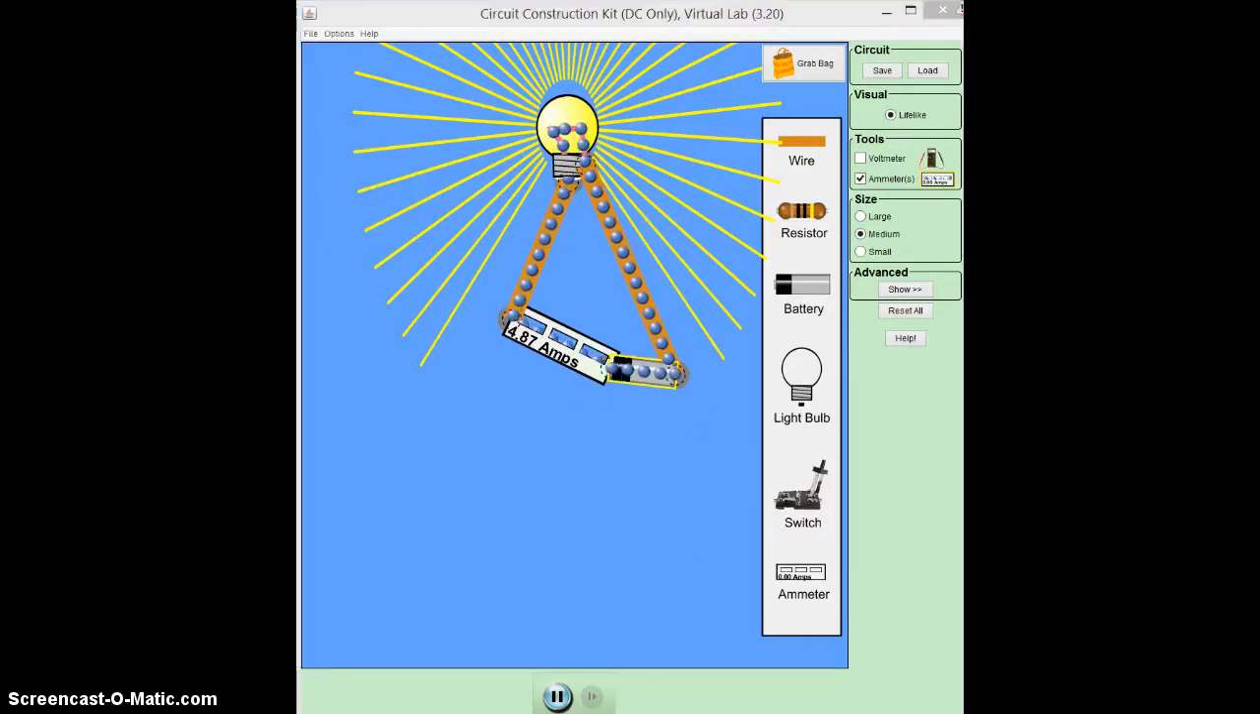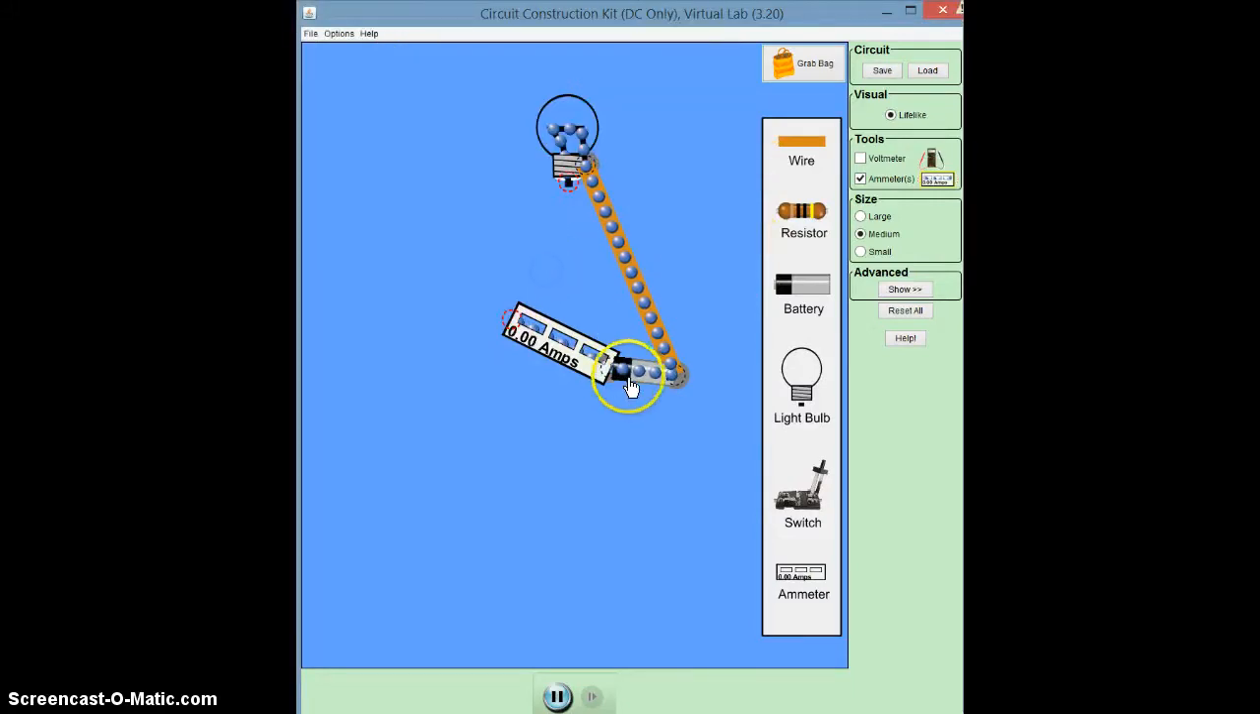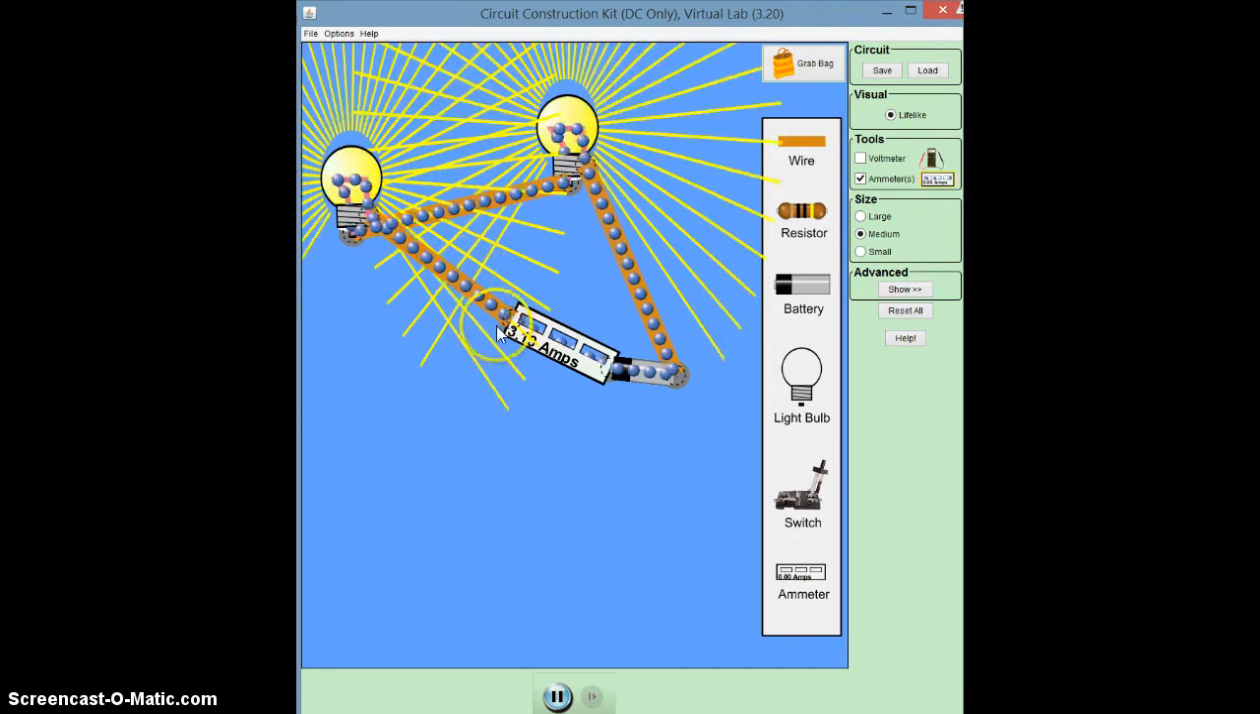Now it says to make a circuit that has a single loop that contains 2 light bulbs. Okay, and it wants me to check with the voltmeter, so I'm just going to remove this and add another light bulb. So I'll use one wire to connect these two. Not exactly where I wanted it. Another wire. That'll work.